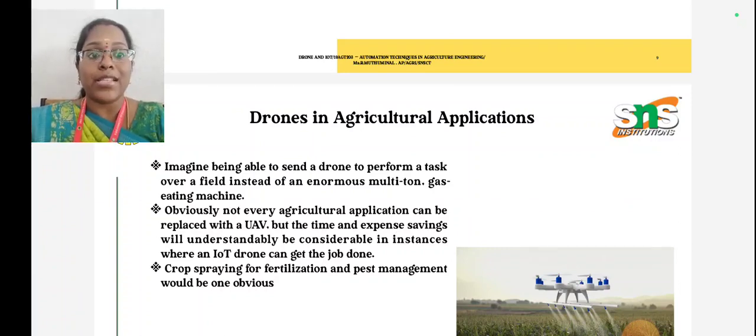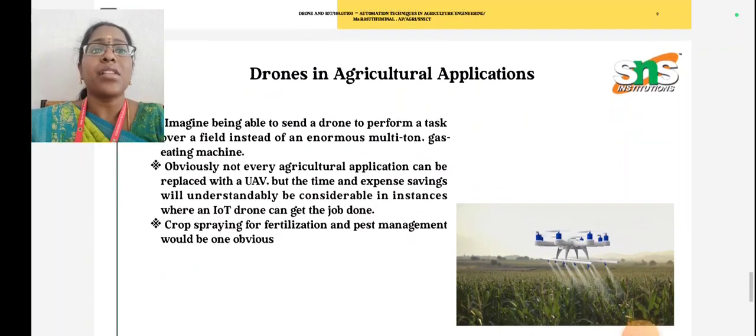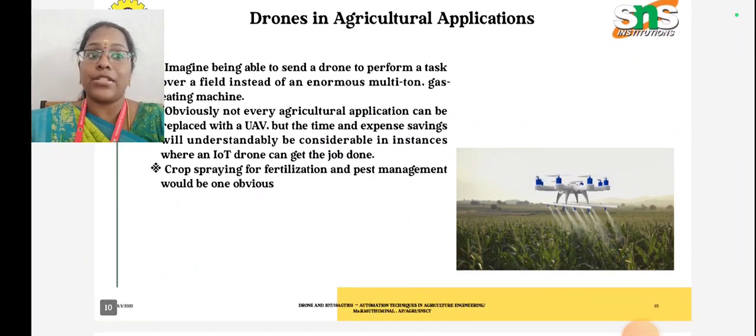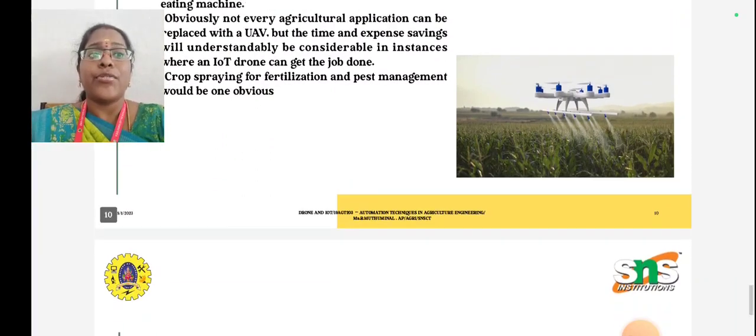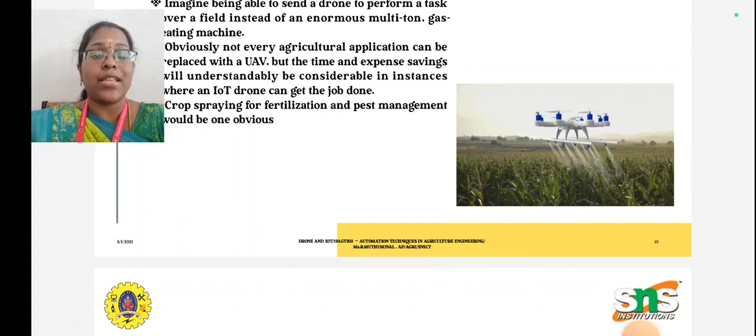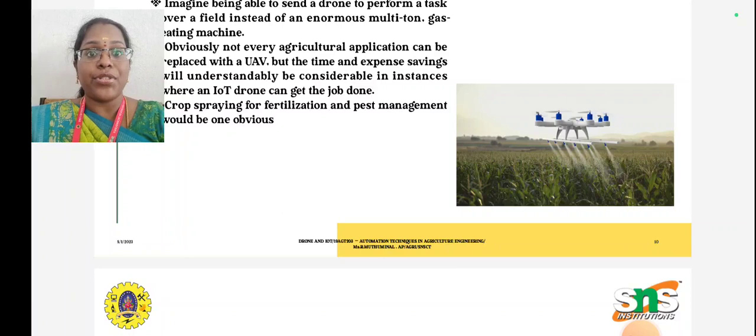Crop spraying for fertilizers and pest management is one obvious use, because it is easier for us to use the drone for fertilizer spraying instead of manual labor, which will cost us an enormous amount of time and manual work. So these are some of the uses of drones in agricultural applications. There is a wide variety of uses for drones in several areas like remote sensing and soil data collection and water data collection. These could be the future aspects that we can use in drone applications in the agricultural field.